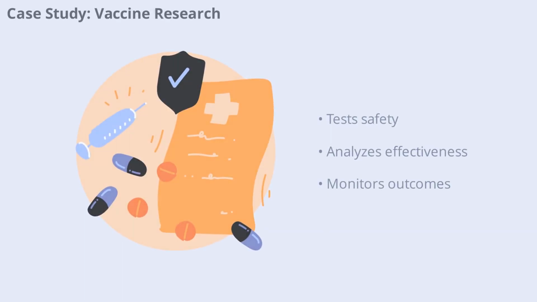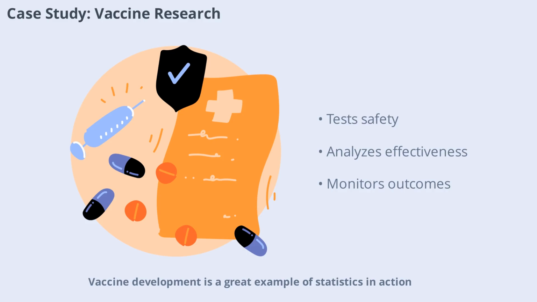Vaccine development is a great example of statistics in action. Researchers use statistical trials to test safety and effectiveness, analyze side effects, and monitor outcomes. These methods ensure that vaccines are both safe and effective before they reach the public.